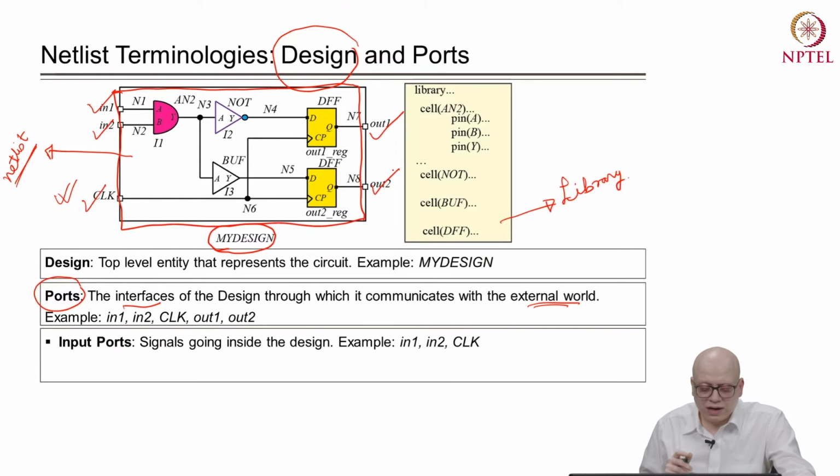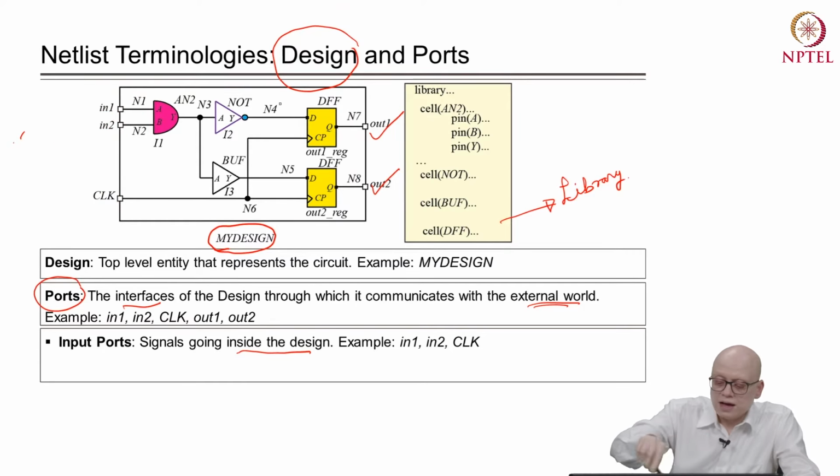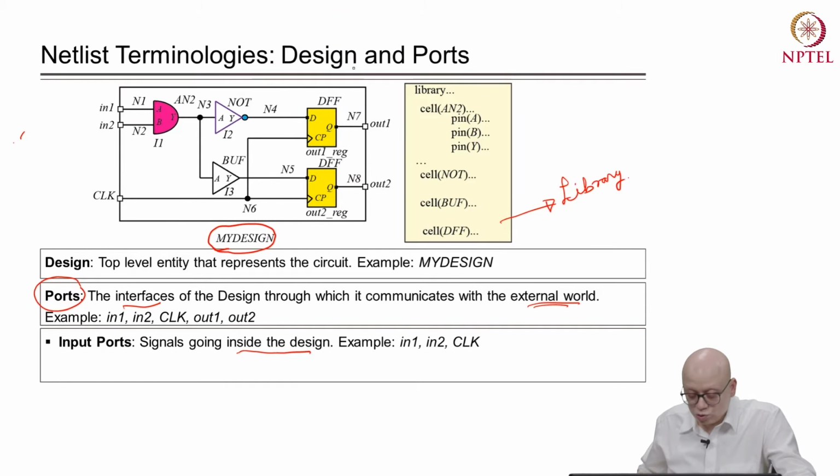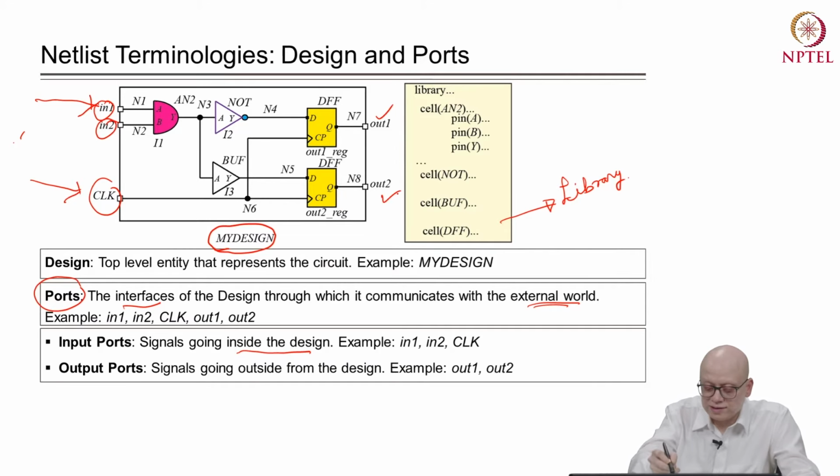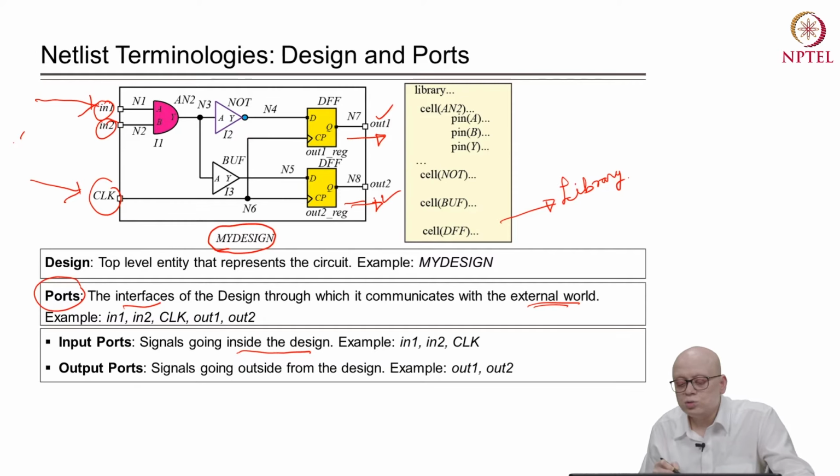We can classify the ports in terms of direction. The ports through which the signal goes inside the design are known as input ports, and the ports through which the signals go outside the design are known as output ports. So, in1, in2 and clock are the input ports, while out1 and out2 are output ports because signals leave the design and go to the external world through these ports.